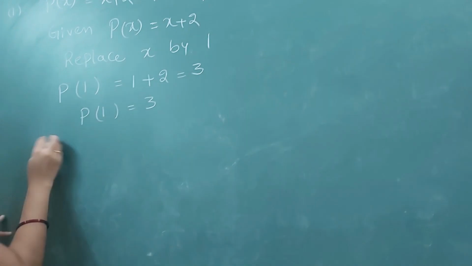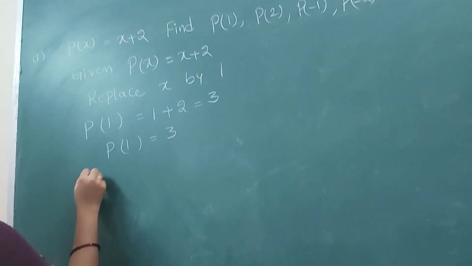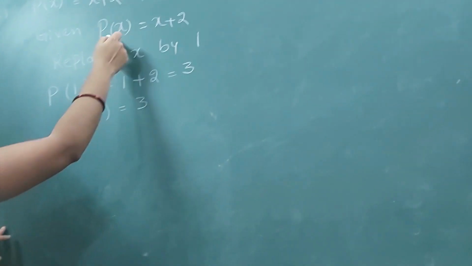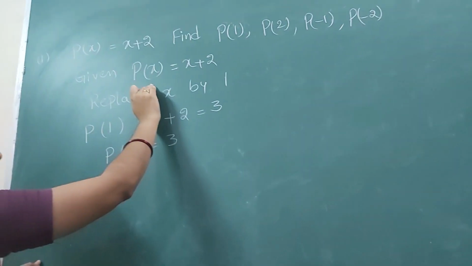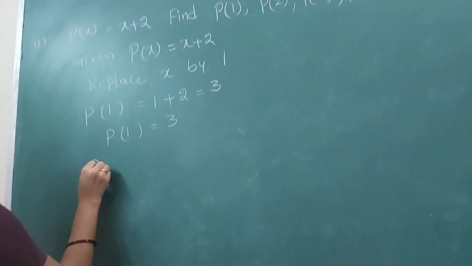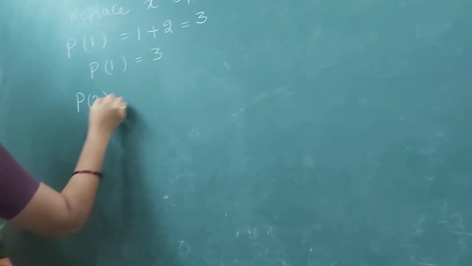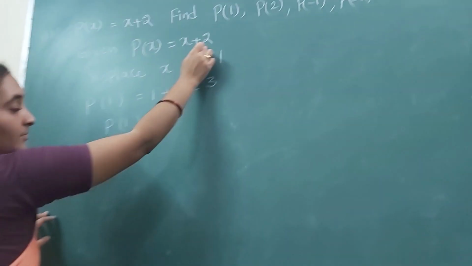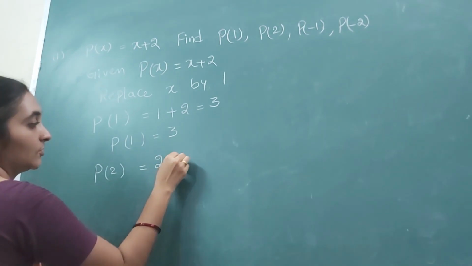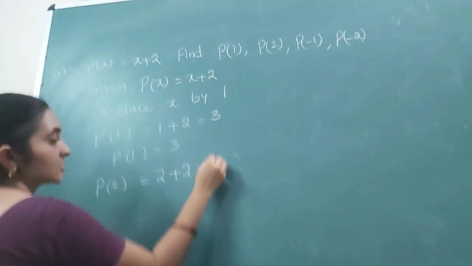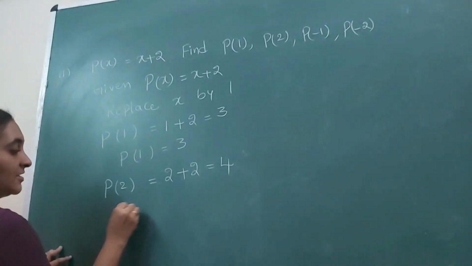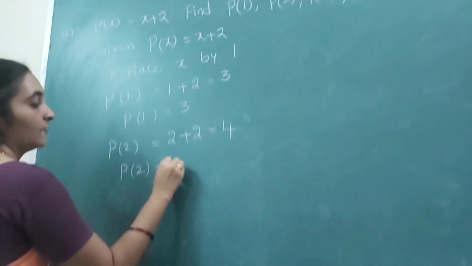Next, p of 2. We find p of 2. Similarly, we do it the same way. p of 2, replace x by 2. That means in the polynomial x plus 2, we substitute 2 in place of x. 2 plus 2 is 4. That means the p of 2 value is 4.